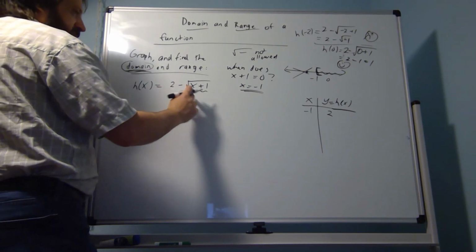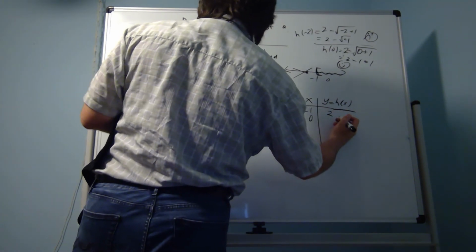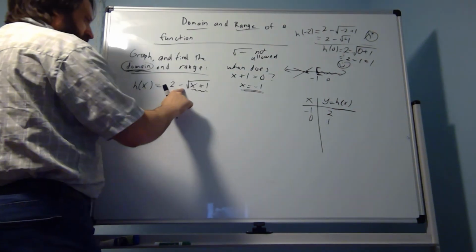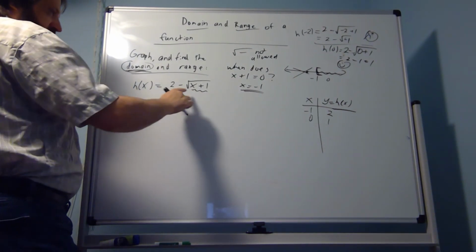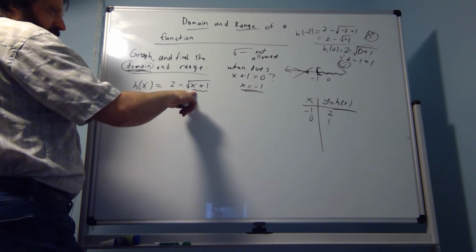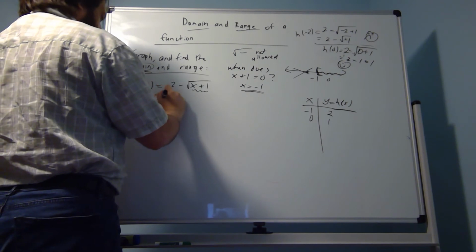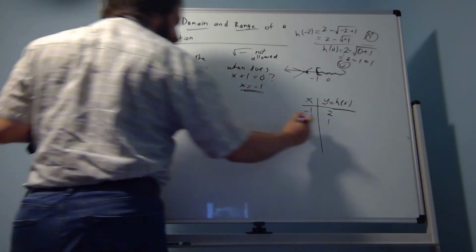h of 0 is equal to, I'm going to pick nice numbers, 2 minus 1. So let's see, if I plug in 3, I'll get a nice number here. So h of 3 is 2 minus the square root of 4.